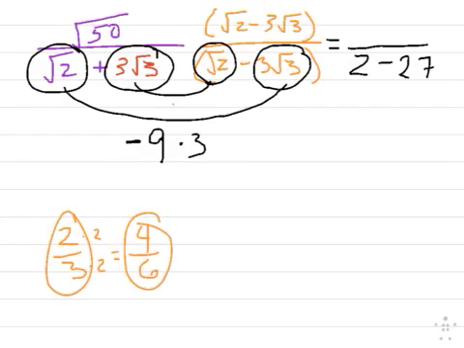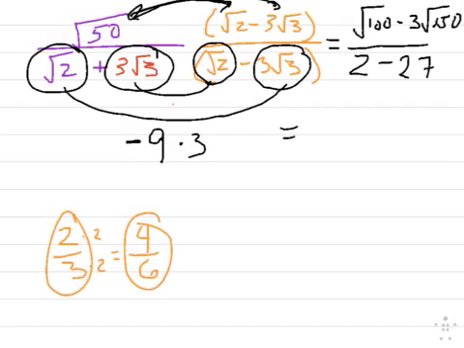And then in the top, I can go ahead and distribute this root 50 into both of those, so I get the square root of 100 minus 3 square roots of 150. Now let's simplify that a little bit. The square root of 100 is just 10. 3 root 150, well 150, let's do the work down here.